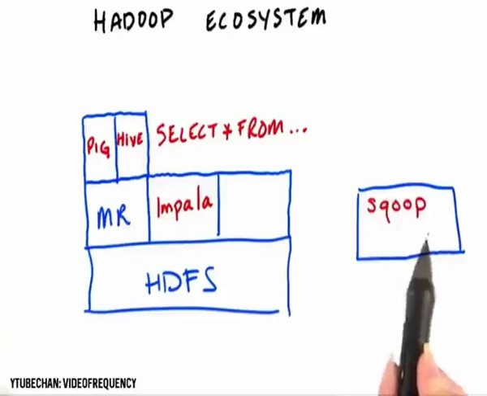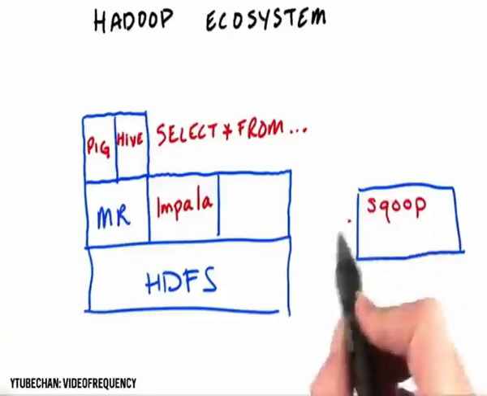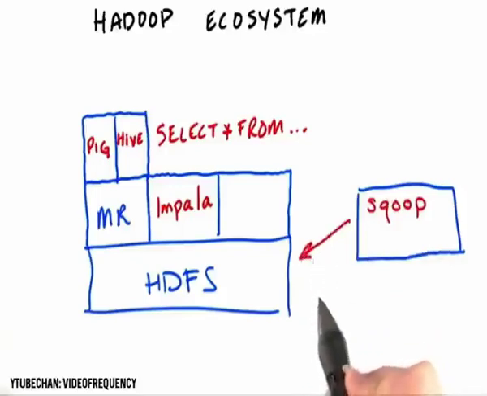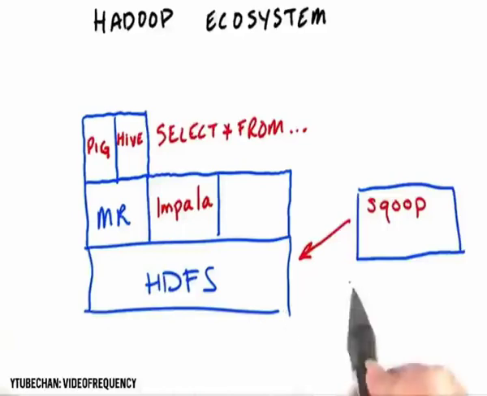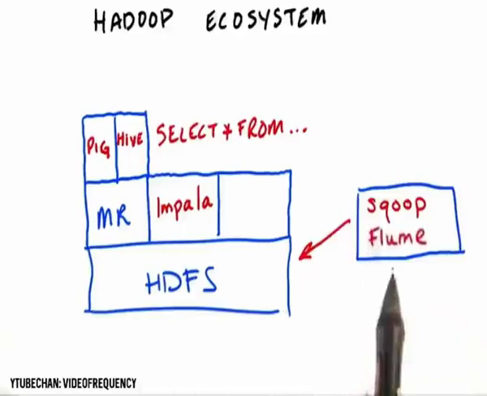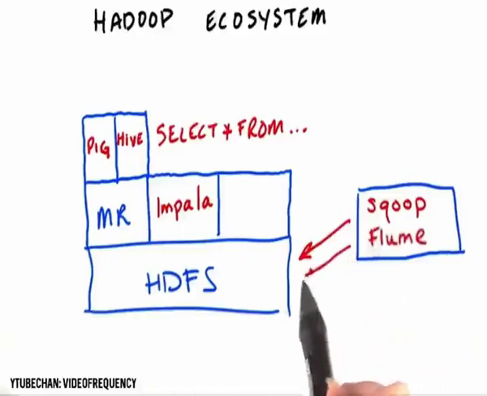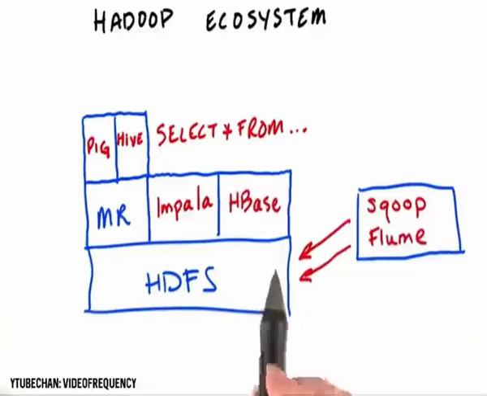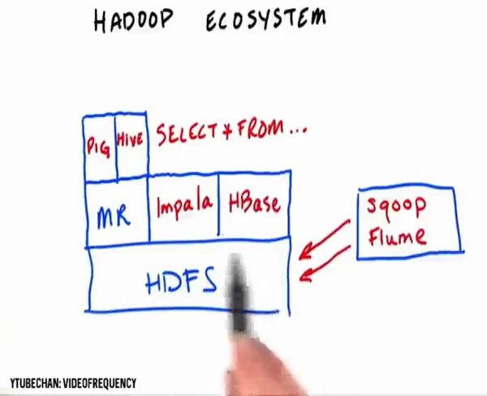Another project used by many people is Sqoop. Sqoop takes data from a traditional relational database, such as Microsoft SQL Server, and puts it in HDFS as delimited files so it can be processed along with other data on the cluster. Then there's Flume, which ingests data as it's generated by external systems, and again puts it into the cluster. HBase is a real-time database built on top of HDFS.